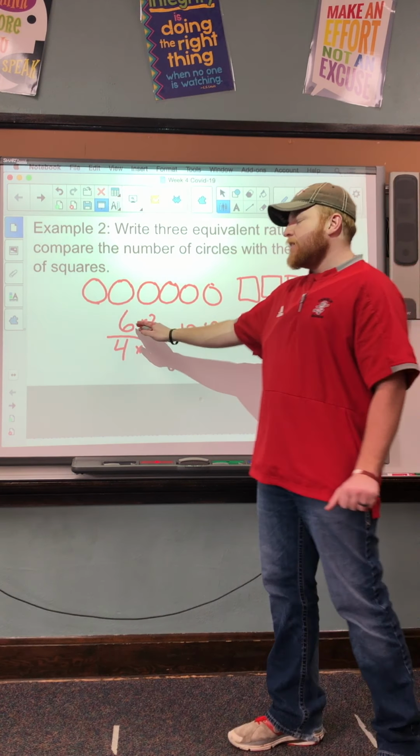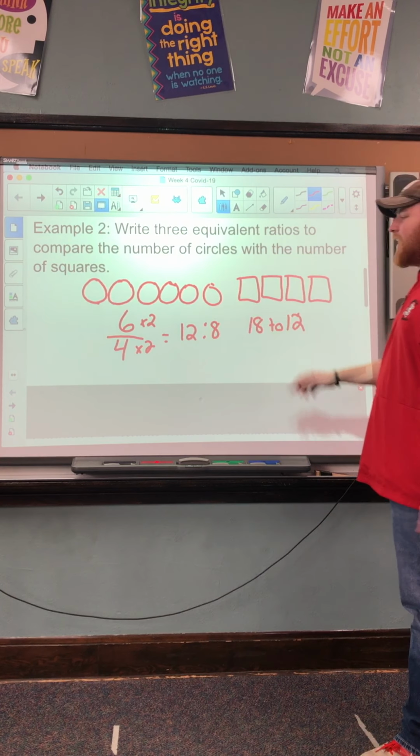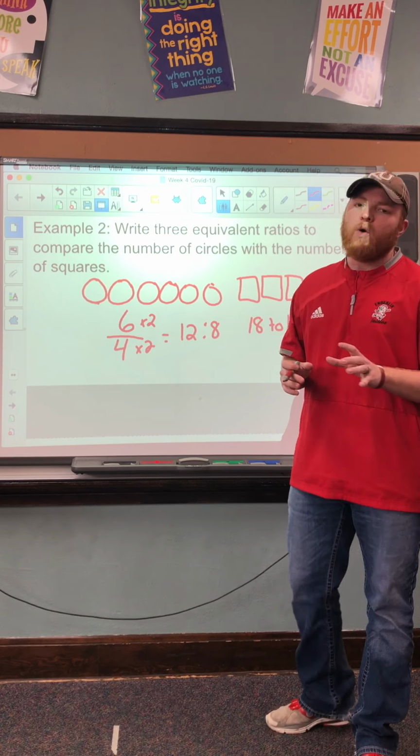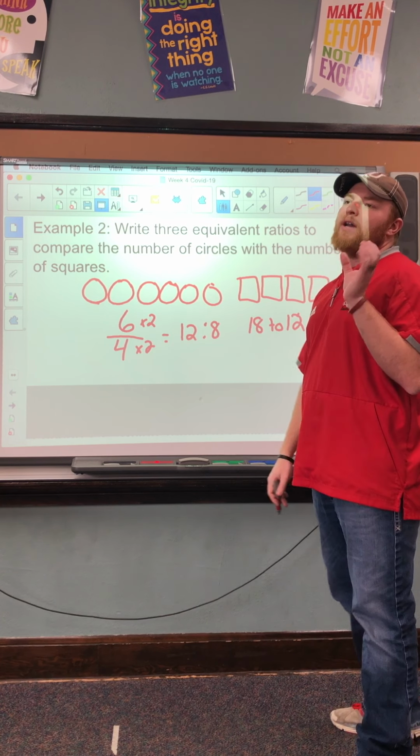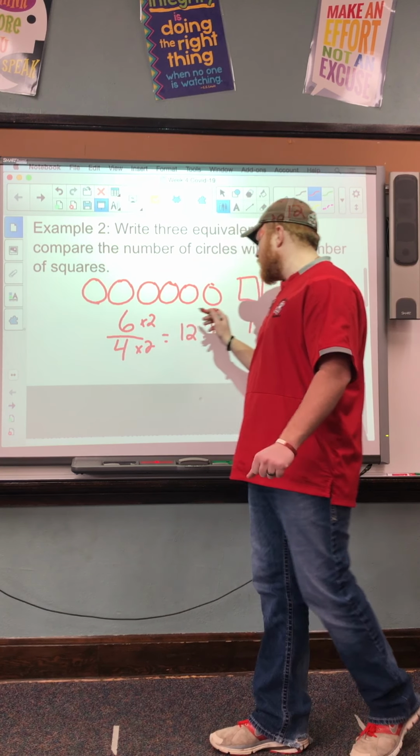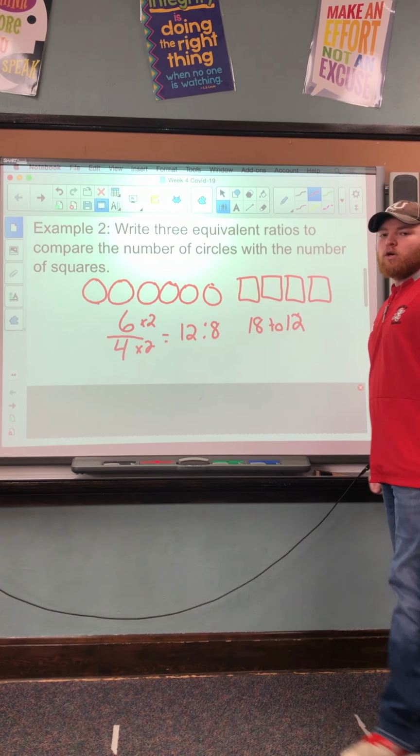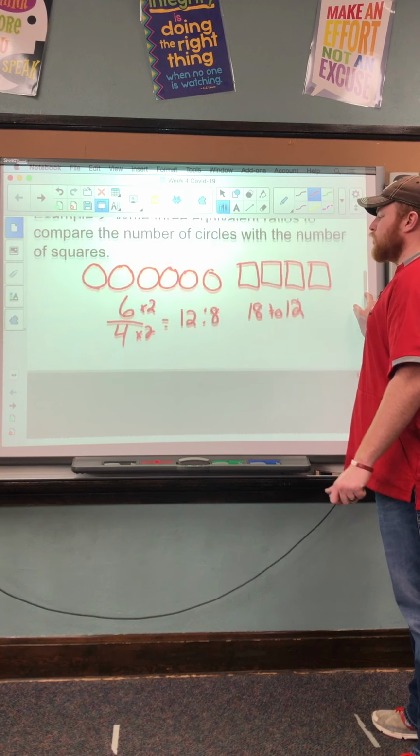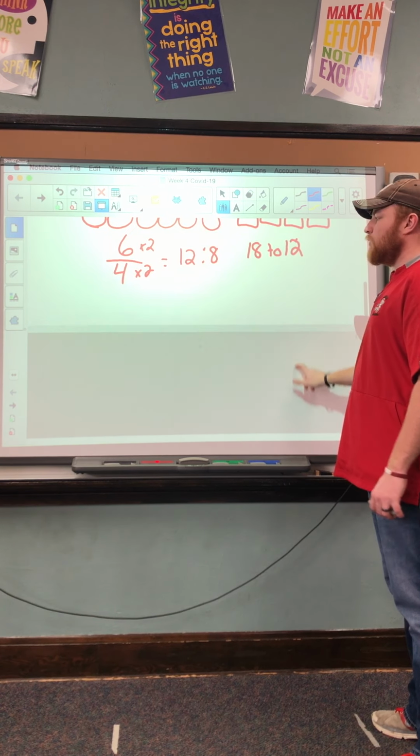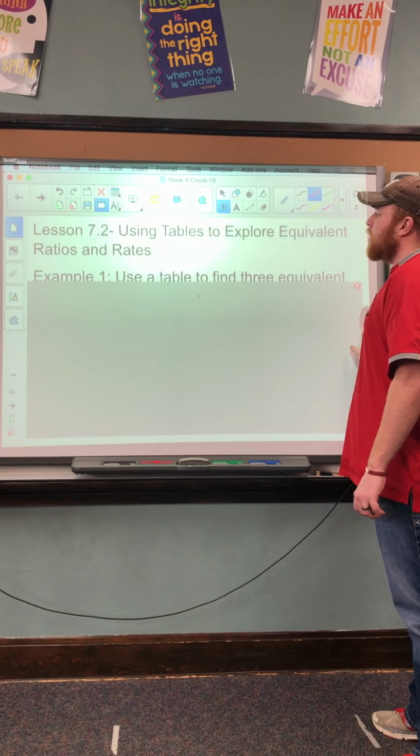Okay, and we multiplied 6 by 3 and 4 by 3, and we got that. Now, when it asks for 3 equivalent ratios, you can write them all in the same way, but when it asks you to write a ratio in 3 different ways, that's when you have to do the fraction, colon, and then the word "to." All right? So those are how you write a ratio 3 different ways, and then 3 equivalent ratios.